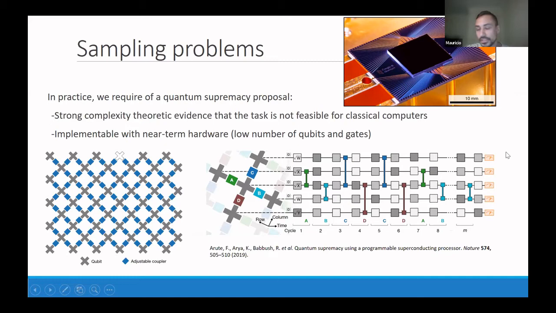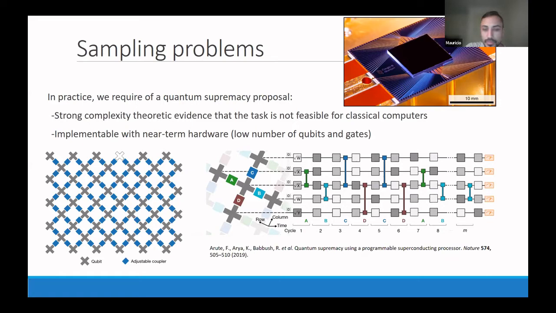in the computational basis. Now, the idea is that the probability distribution that one is sampling from using the quantum computer, it's hard for classical computers. And what I mean by hard is that performing the same sampling task with a classical computer is not feasible, cannot be done efficiently.